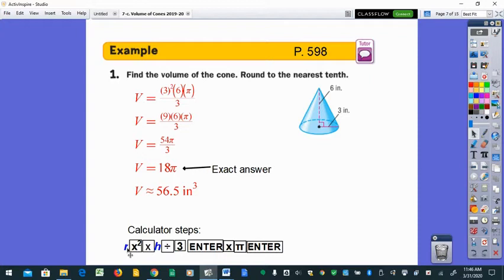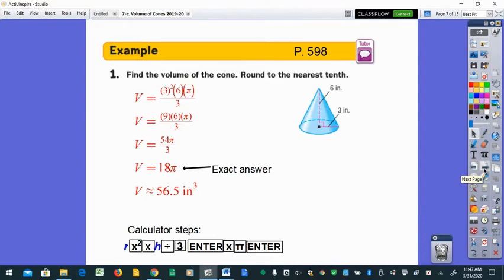You would have taken 3, hit the squared button, times 6, divide it by 3, and hit enter, and 18 would show up on the calculator. Once you hit times pi, you should see the 56 point, and again, we're rounding to 5. Our units for volume, again, are cubic, 3 dimensions, inches cubed. Make sure you always put your units, and for volume, make sure they have a 3 as an exponent.